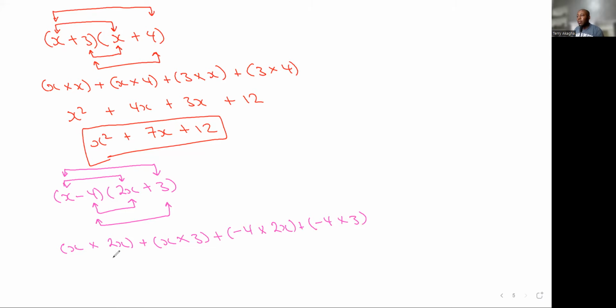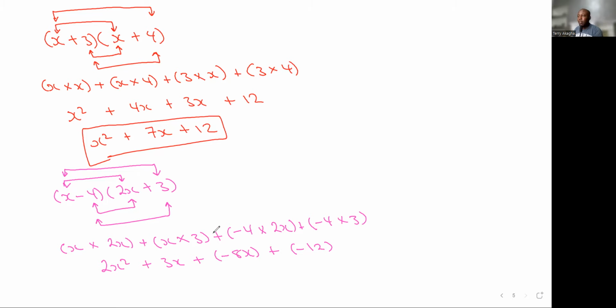So x times 2x will give us 2x squared. x times 3 will give us 3x, plus minus 4 times x will give us minus 8x, and plus minus 4 times 3 will give us minus 12. Okay, so that is that. The next thing, you collect like terms. But before you do that, remember I talked about in BODMAS or BIDMAS, you open the brackets first. So we have to open those brackets.